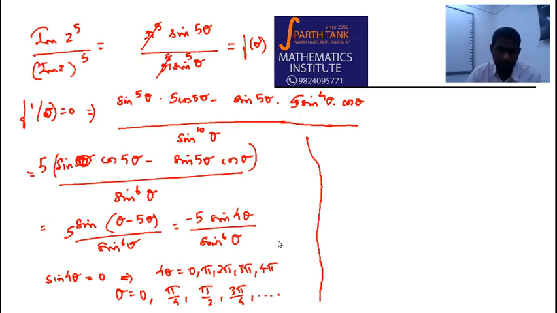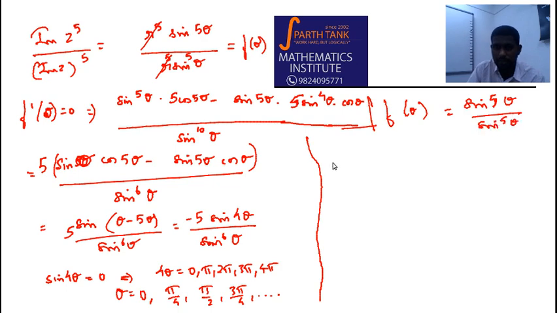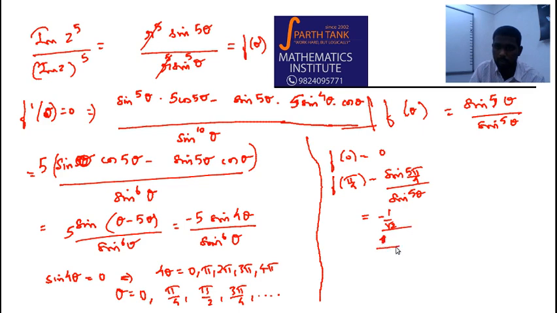I'm sorry. We have to substitute these in the original function and see. Okay, f of theta is sine 5 theta by sine to the power 5 theta. Now f of 0 is going to be 0. f of pi by 4 is going to be sine 5 pi by 4 by sine power 5 of pi by 4. Now this is going to be minus 1 by root 2 upon 1 by 4 root 2. Now this becomes minus 4.